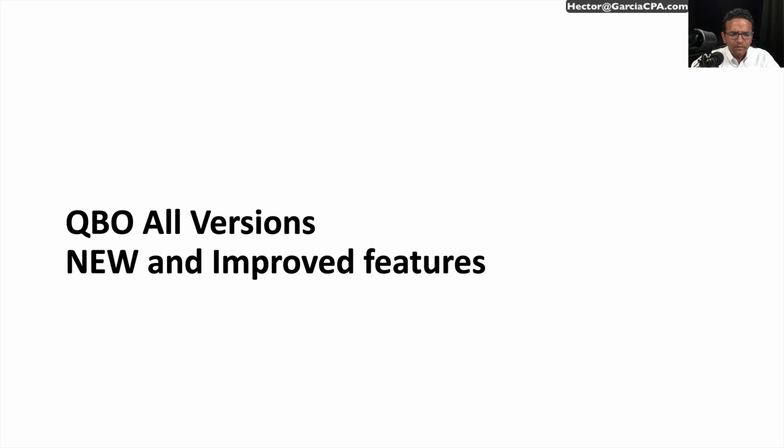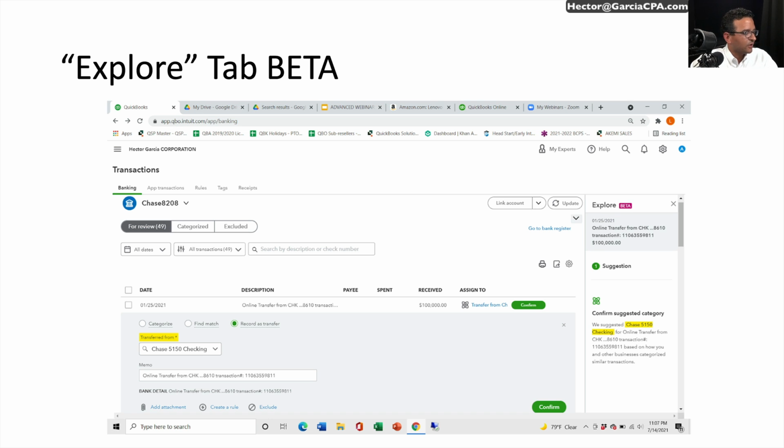All right, so let's move on to QBO new and improved features across all versions. Regardless of which version you have, you will see all these things. First thing that I noticed is the new Explore tab. When you are in QuickBooks Online Banking, there's a little button in the top right that says Explore. And I suspect, and I have not read any official material on this, I have not talked to any of the Intuit people.